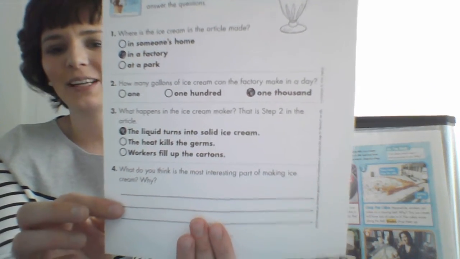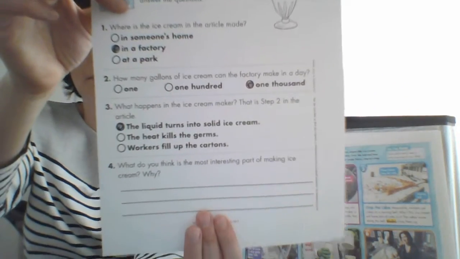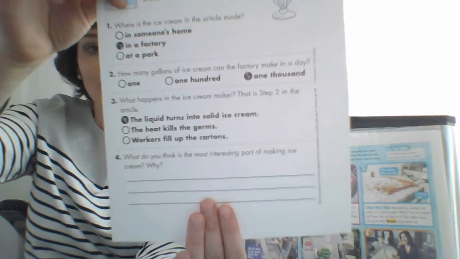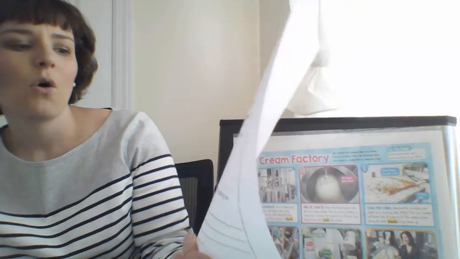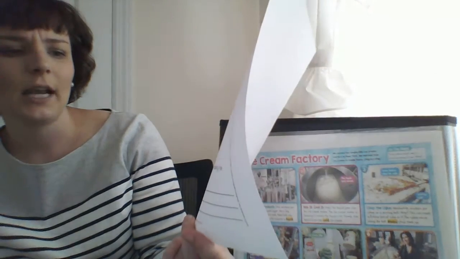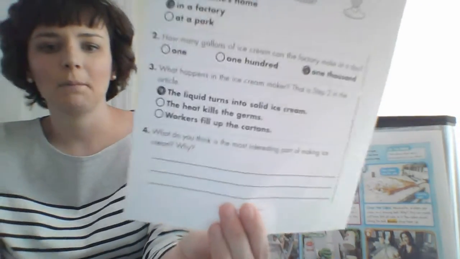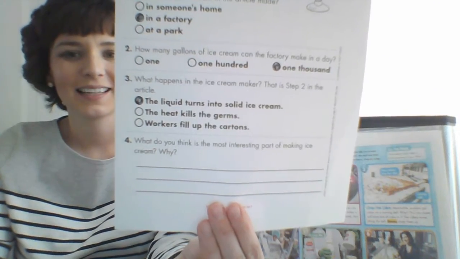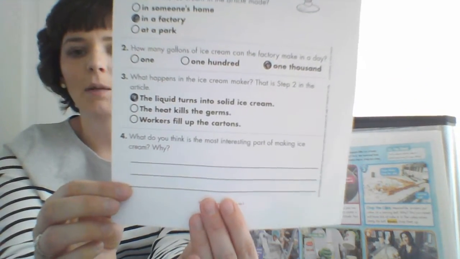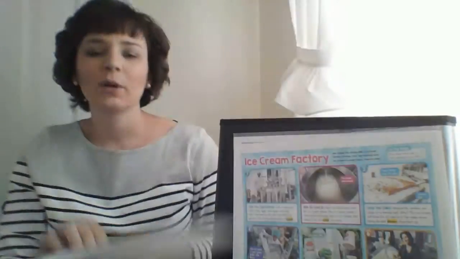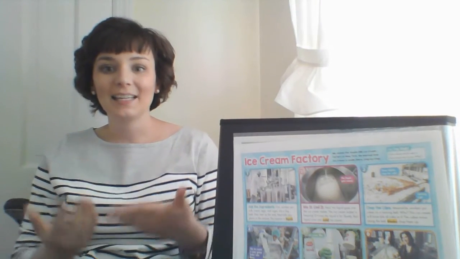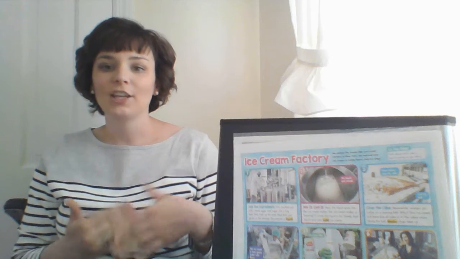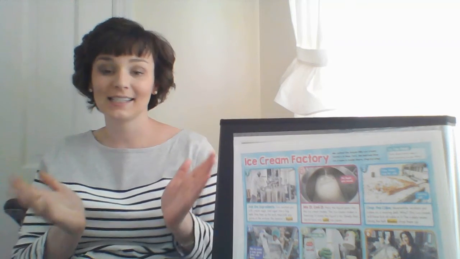All right, I'm going to leave number 4 for you to do with someone at home, but I'll read you the question in case you're using a blank sheet of paper. It says, what do you think is the most interesting part of making ice cream? Why? So you're going to answer this with the help of someone at home. When you're all done with your paper, I want you to take a picture of it and email it to your teacher so that they can share with me all of your awesome work.